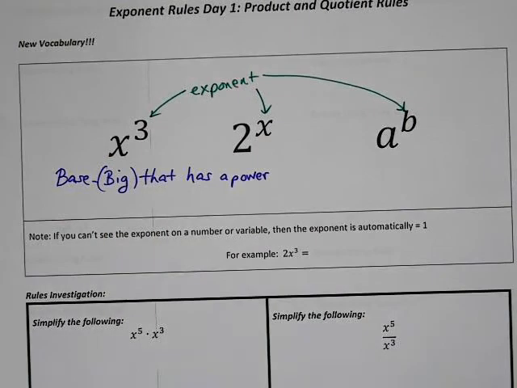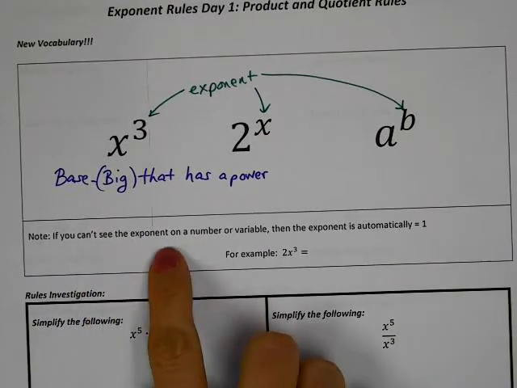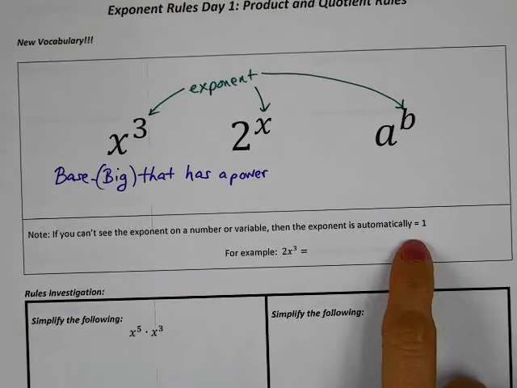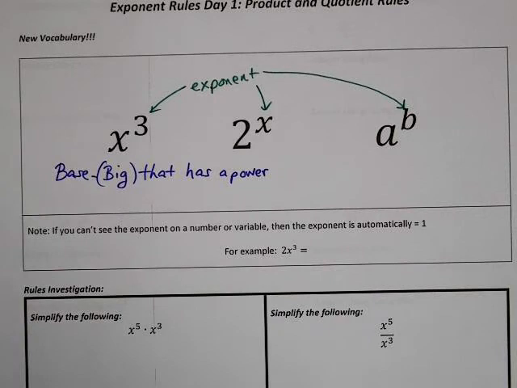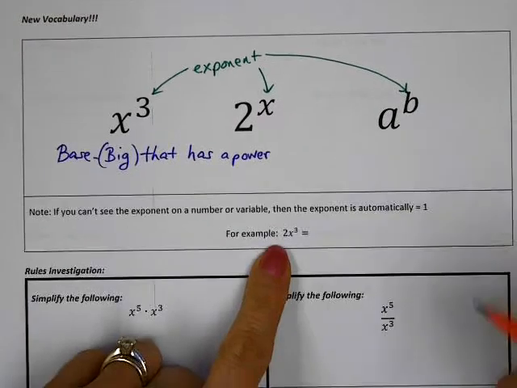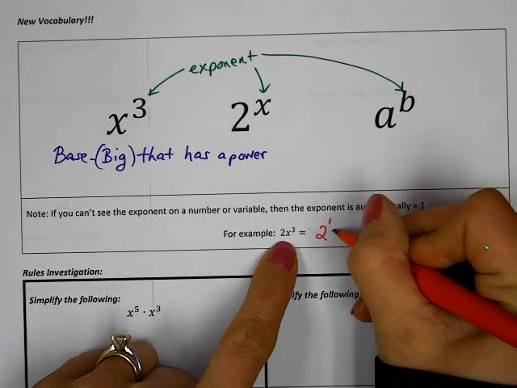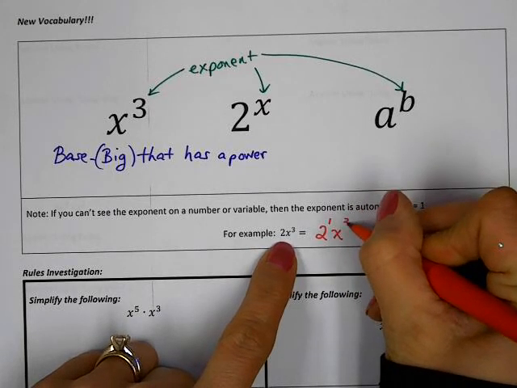If you can't see the exponent on a number or a variable, then it's automatically 1. Very important to know. So for this example here, we have 2x to the third power. There is a power on the 2, it's just that we don't always write it. So this is actually 2 to the first power times x to the third power.